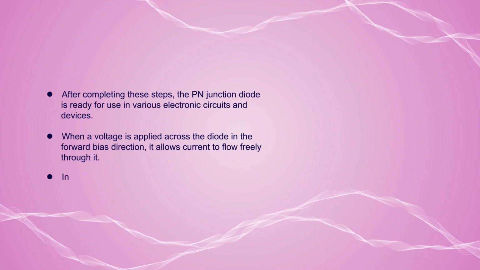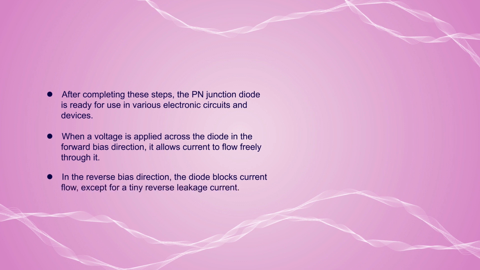In this direction, when the voltage is applied in the reverse bias direction, the diode blocks the current flow except for a tiny reverse leakage current. So, the diode can work in both directions. In one direction, it allows the current to flow, and in the other direction, which is called the reverse bias direction, it blocks the current flow except for a very small current, which is called the reverse leakage current.